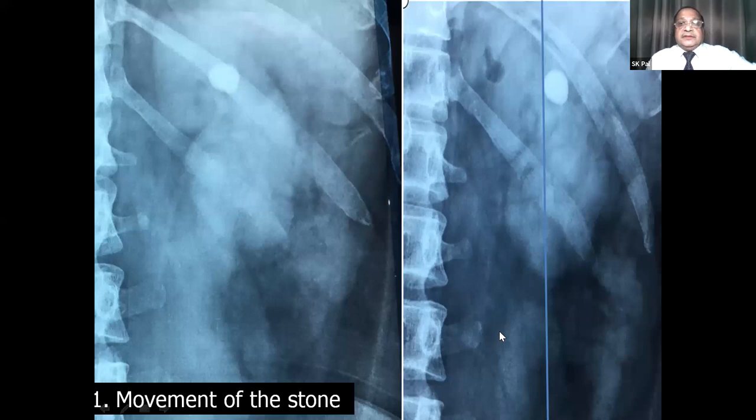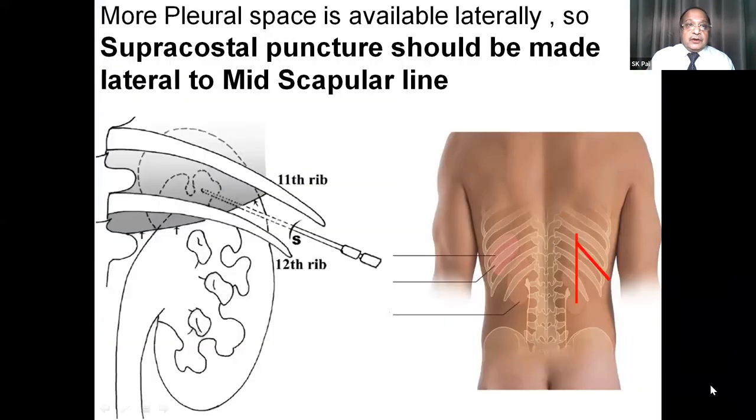These two films of the IVP series have shown me this particular stone has moved down with deep inspiration between the 11th and 12th rib. And this can very well be approached lateral to the mid scapular line between the 11th and 12th rib, either direct end on puncture or by this side. So these two films in IVU have clearly shown me the track how I am going to take in. And as we know, when we are doing supracostal punctures, we have to remain lateral to the mid scapular line, particularly when we are puncturing between the 10th and 11th rib or between the 11th and 12th rib. So all this can be identified by two films of IVU, and your planning is complete.